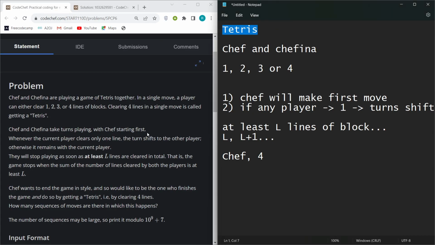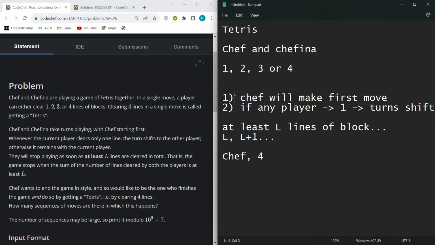Today we are going to discuss the problem Tetris of CodeChef Starter 110. If you haven't read the question, I will explain it once. There are two players, Chef and Chefina, playing a game similar to Tetris. In a single move, a player can either clear 1, 2, 3 or 4 lines of blocks. So players have these many options.